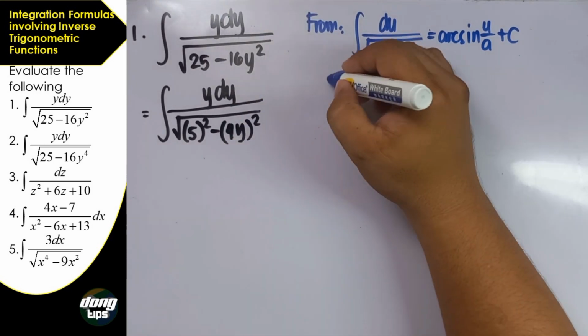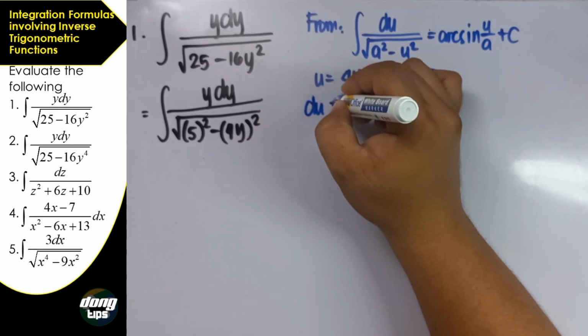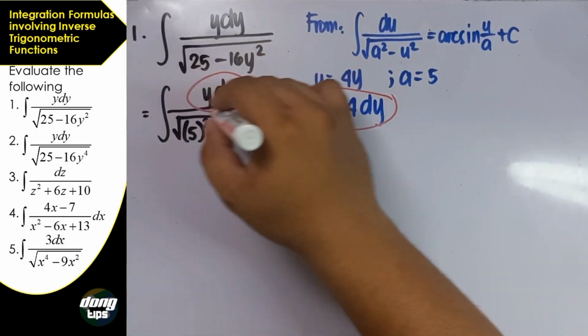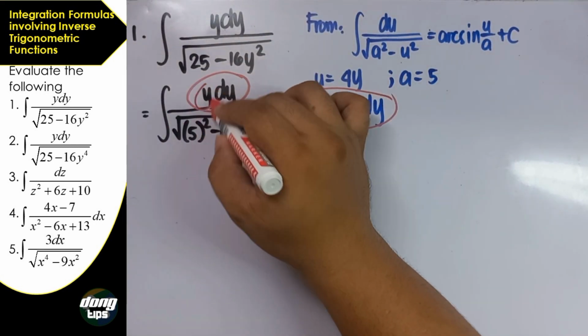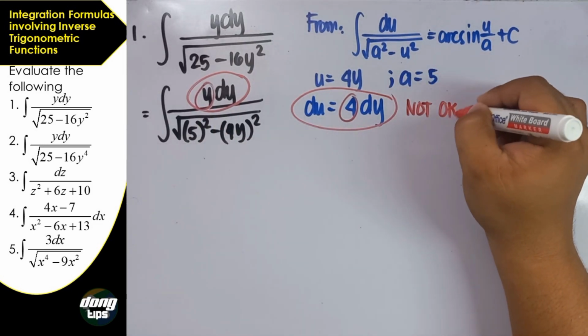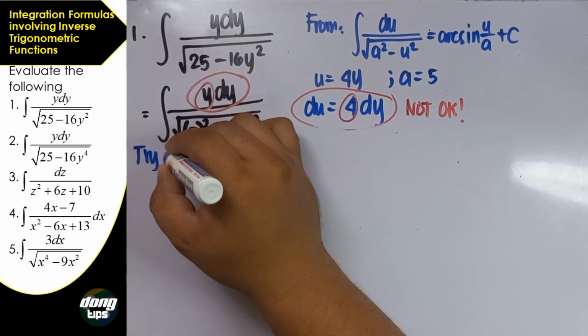Get the values of a and u. u is equal to 4y, and a is equal to 5. The derivative of u is 4 dy. Let's compare this to the given. As you can see, they are not the same. The one we solved has a coefficient of 4 and doesn't have a variable y. Important tip: we cannot modify or correct the derivative of u if a variable or function is missing. We can modify with the coefficients only.